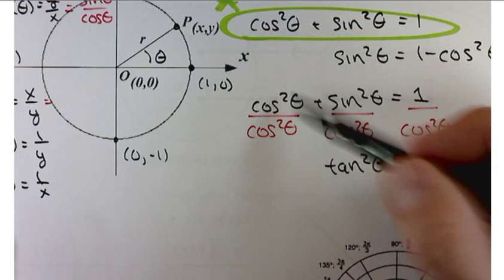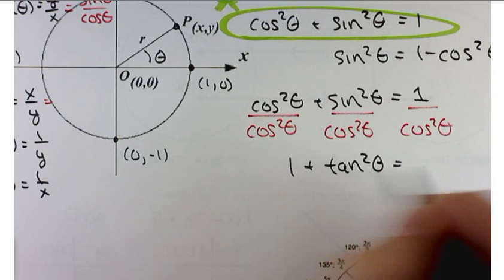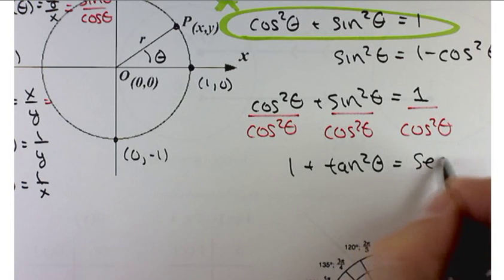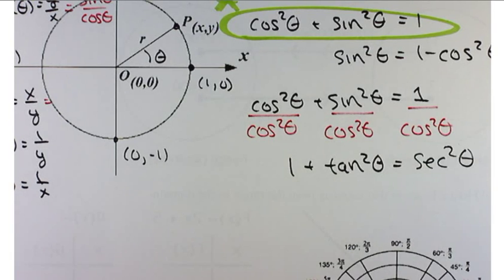Over here, cosine squared divided by cosine squared, that's just a 1. How about the right-hand side? What's the right-hand side? Secant squared. So you've got another identity.